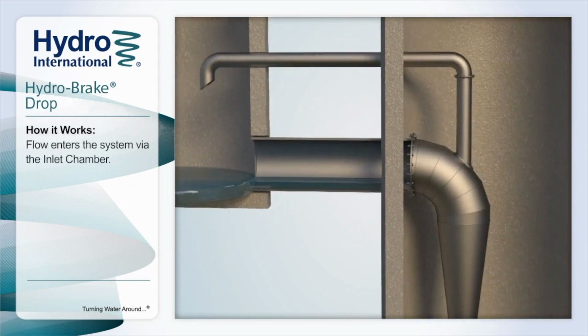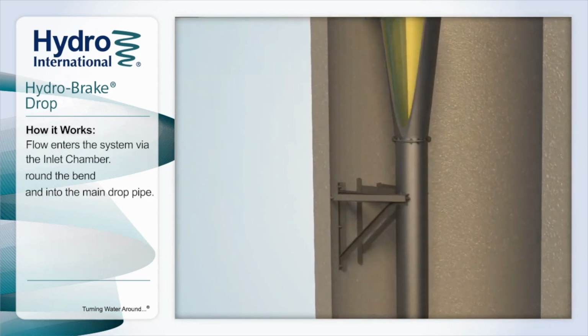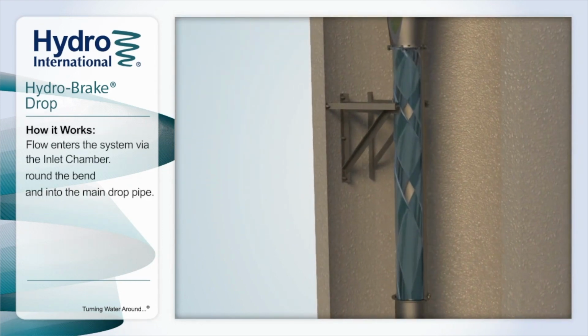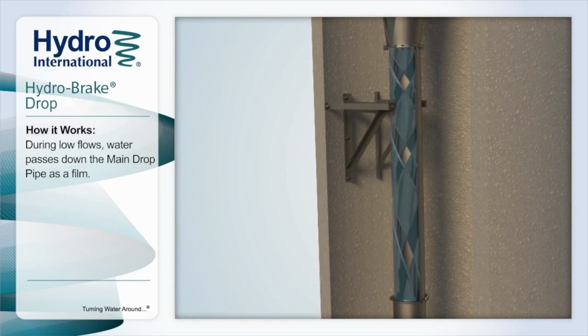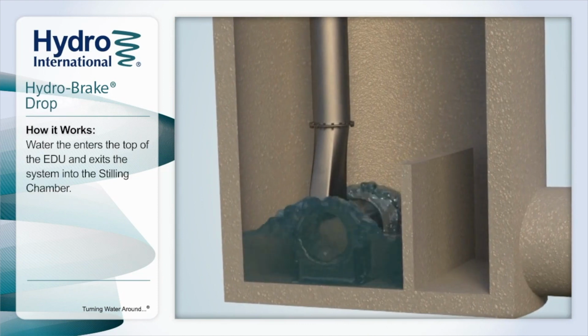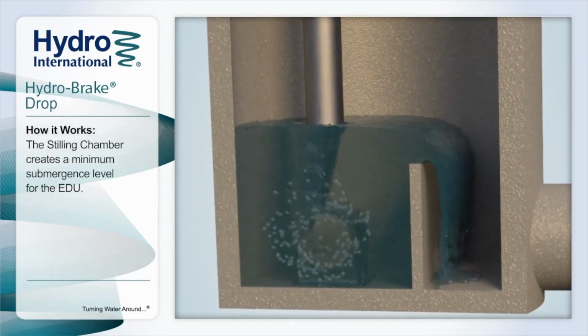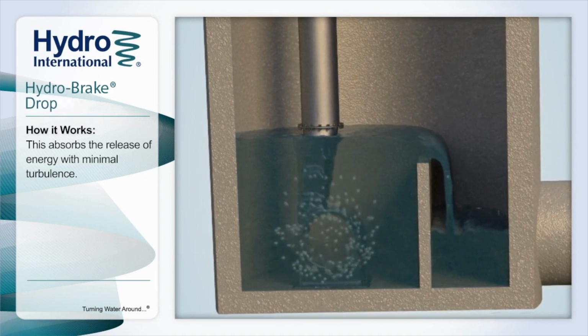How does Hydrobrake Drop do it then? Flow enters the inlet structure where it is coalesced before flowing into the drop pipe. During high flows, the water level submerges the inlet pipe, and at this point the air switch entrains air into the system, preventing vibrations or hydraulic shock. When the air switch becomes submerged, the system safely enters full flow capacity.